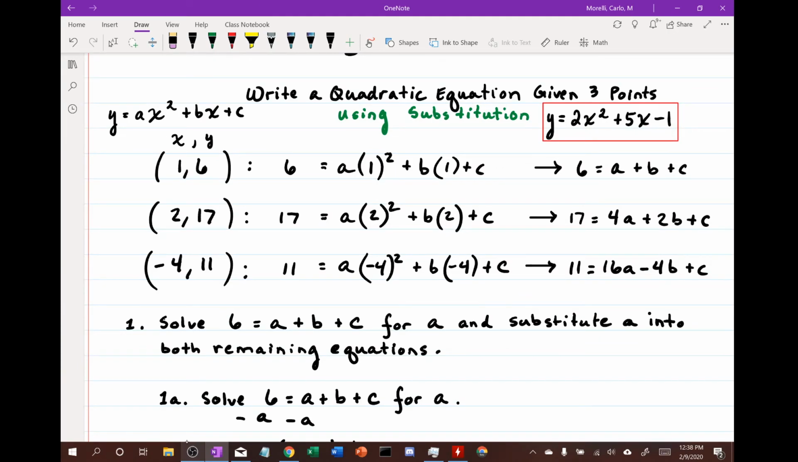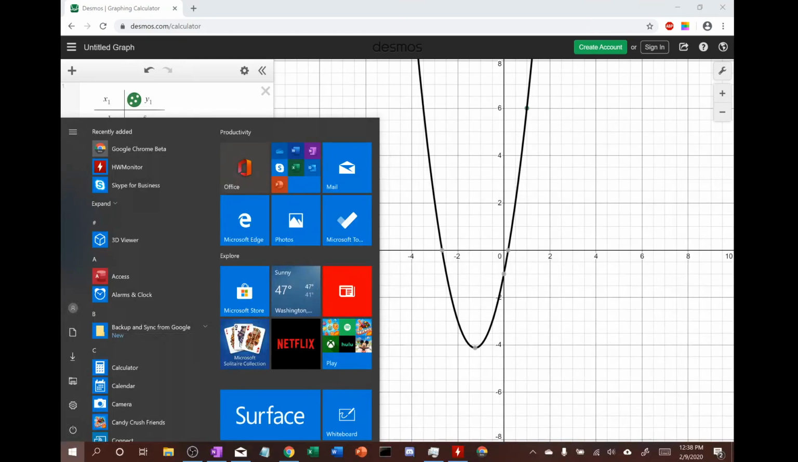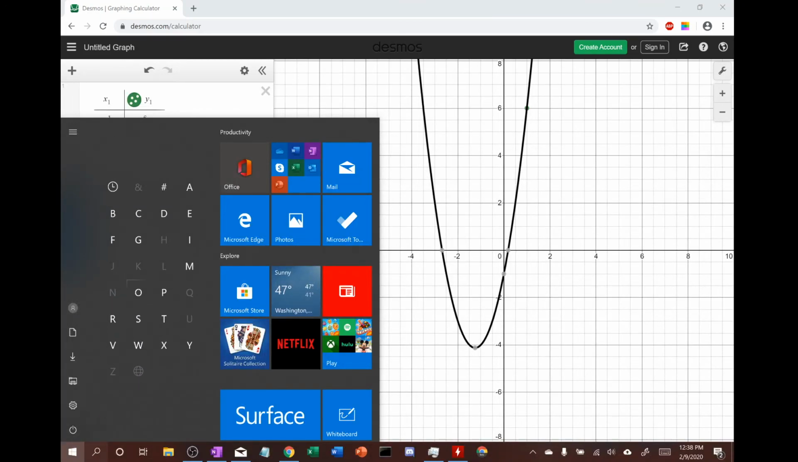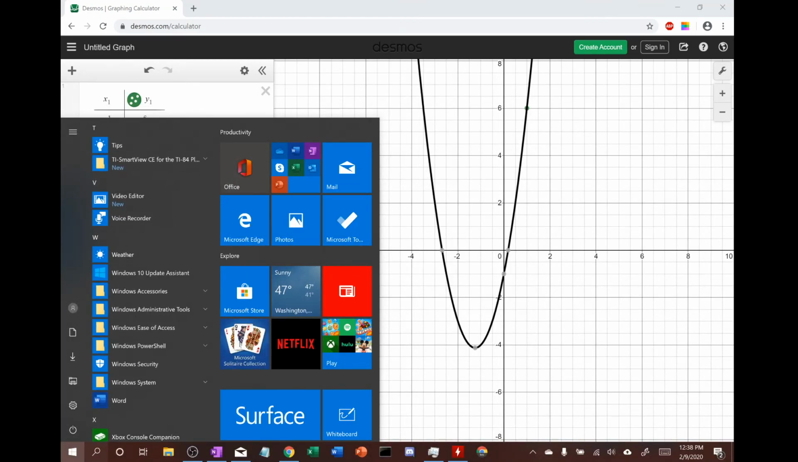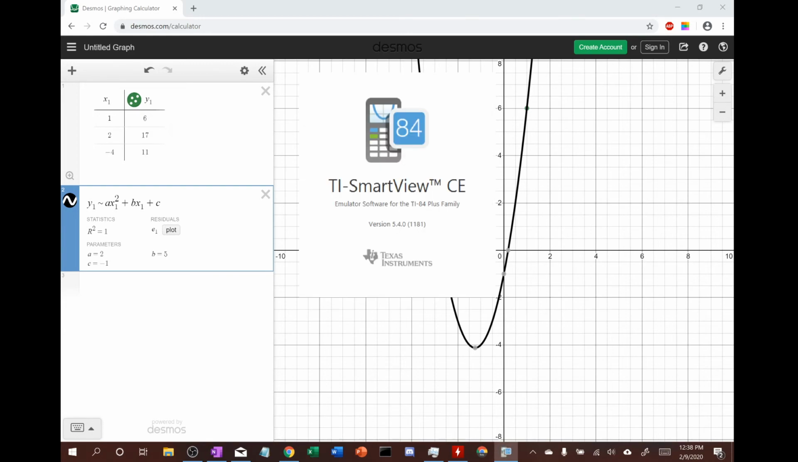We will now check our answer on Desmos. 2x squared plus 5x minus 1. And we see down here in our parameters that it would be 2, 5, and negative 1. And we'll also show the solution on the TI 84 Plus graphing calculator emulator. This is how you would check your work.